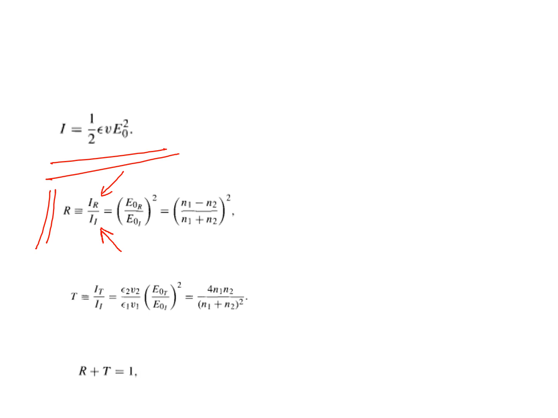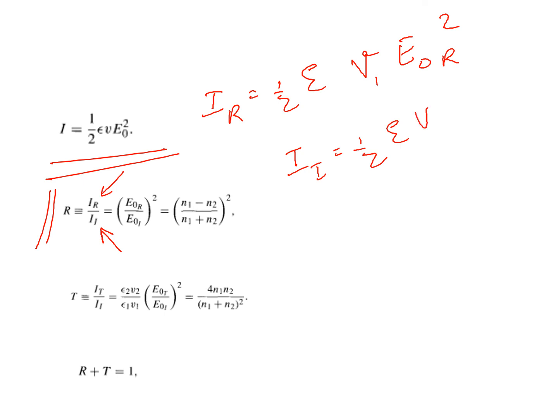So what is IR? You can write half epsilon 1 V1 E0R square. And what is II? It is half epsilon 1 V1 E0I square. Here we can use epsilon 1 in both, because incident and reflection are in the same medium. Now when you take the ratio of these two, half cancels, epsilon 1 cancels, V1 cancels. So only E0R divided by E0I whole square will come there.